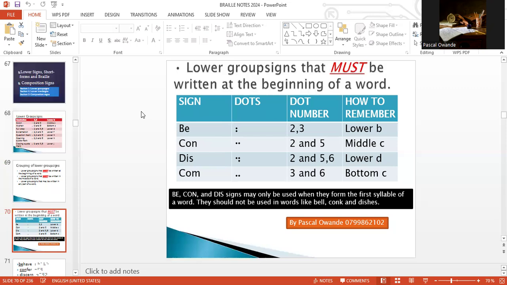We have conch. Again, con is not standing alone because the word conch has only one syllable. We have dishes. So in the word dishes, again, we are not contracting this, but we will leave it as dishes because in dishes, the first syllable is dish, the second one is es.